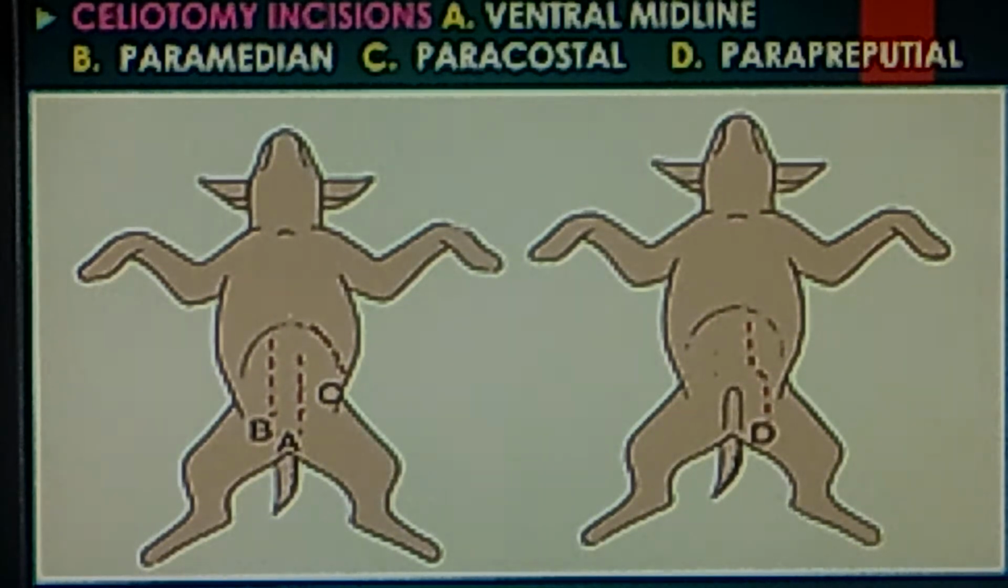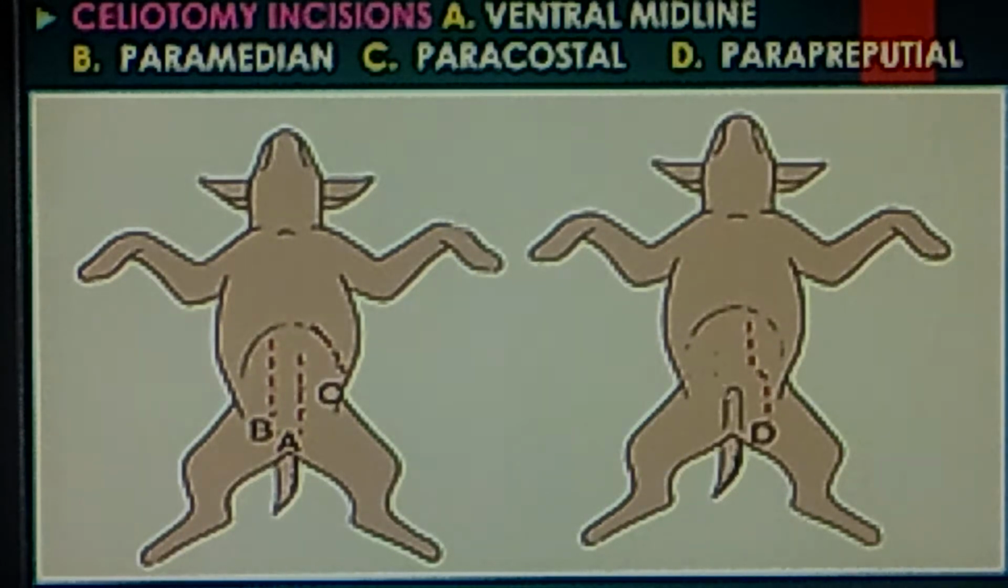C, this is your costal arch right here, so this is the arch of your ribs. So this would be a paracostal incision. This would be an incision maybe going into the liver, or looking at the gallbladder. So paracostal, and then D, parapreputial.